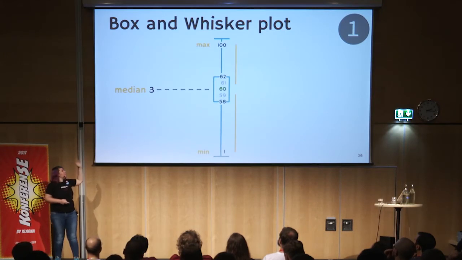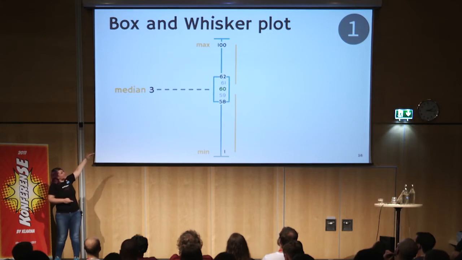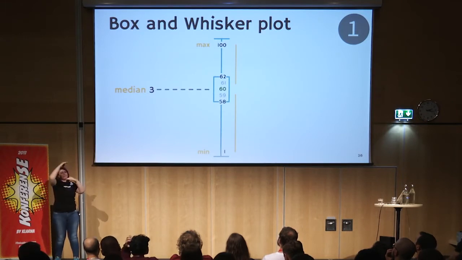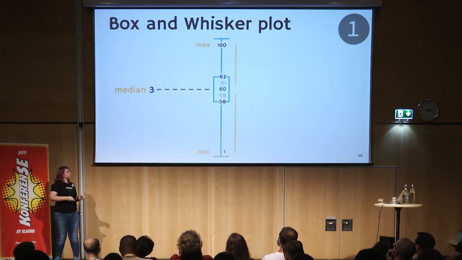7, sorry. I was thinking of 100. Anyway, so this is at index number 3. And then you have two things left, top and bottom. And you take the middle of those, and that is where the box is drawn.